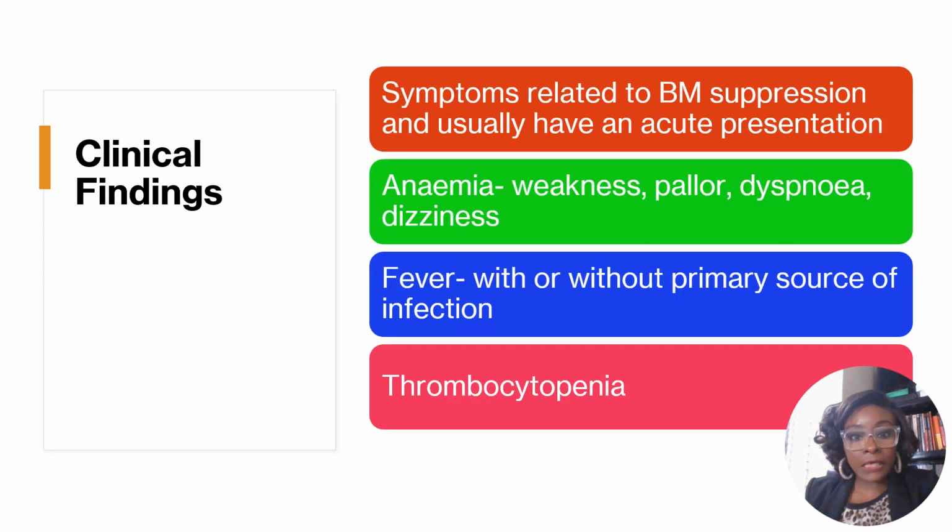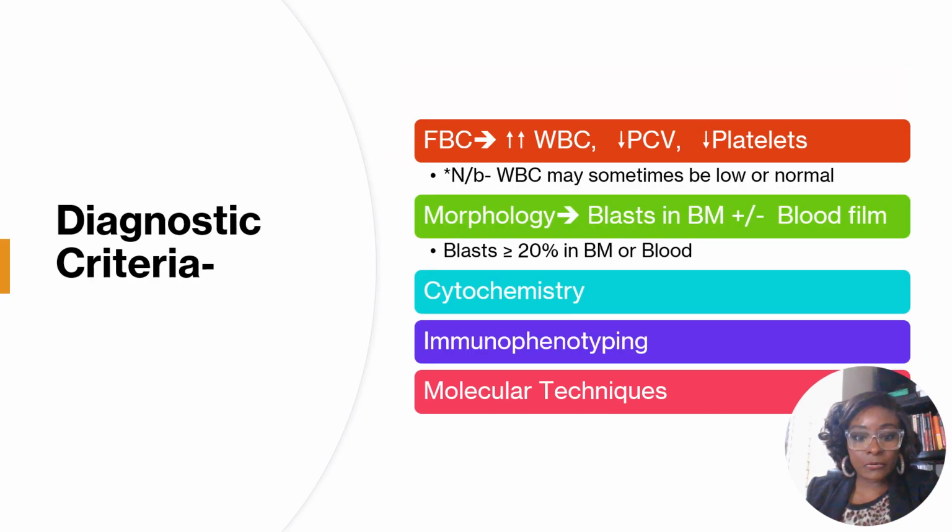This brings about the clinical features that we see in patients that have AML. It's as a result of bone marrow suppression. So they will have features of anemia like weakness, dizziness, pallor, and so on. They'll have features of neutropenia, which classically presents with fever, and then they'll have features of bleeding because of thrombocytopenia.